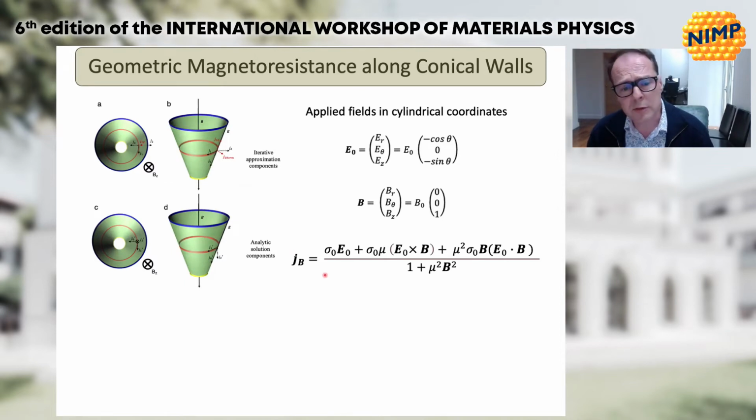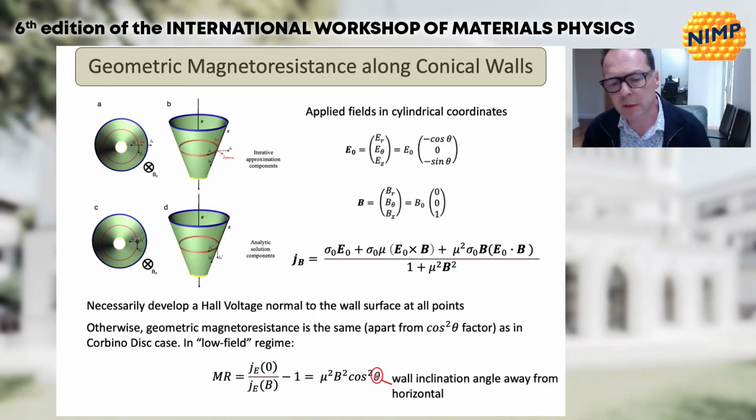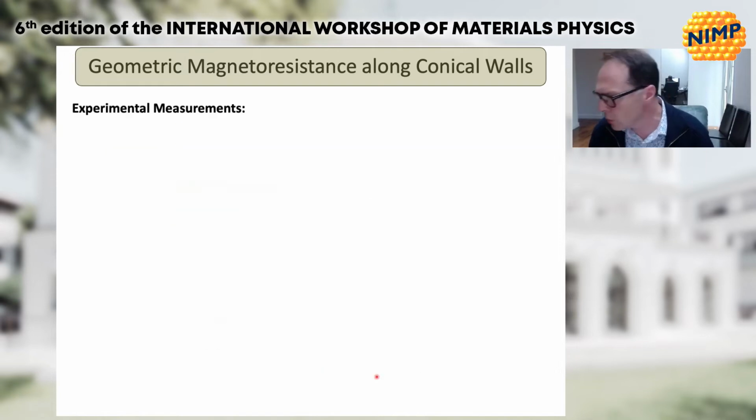And if you do that sum to infinity, you end up discovering two things. One is that actually there is a Hall voltage. Normally in the Corbino disk, there is no Hall voltage. Here, there is a Hall voltage, but just across the width of the domain wall. Apart from that, it's pretty much the same as the Corbino disk. And all you get is the geometric MR, the same as the Corbino disk, but with this additional correction factor to do with the conical angle. Okay, so what?